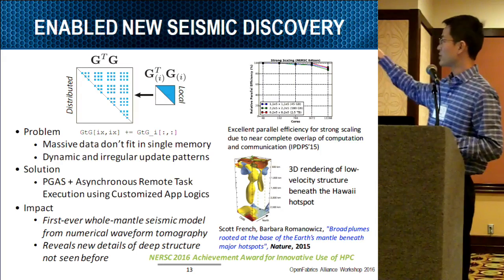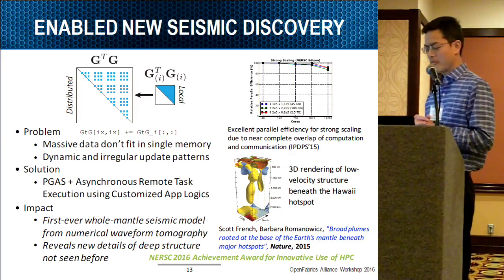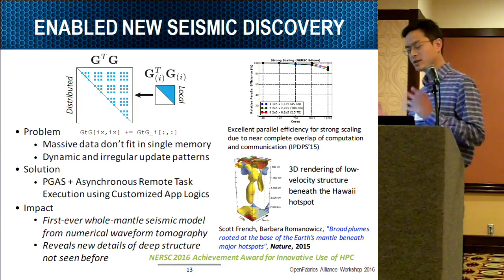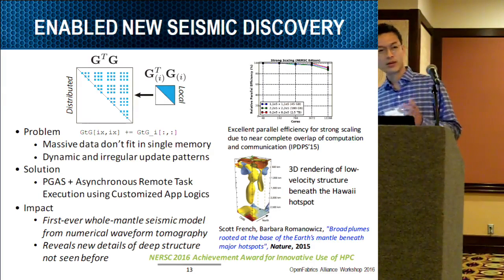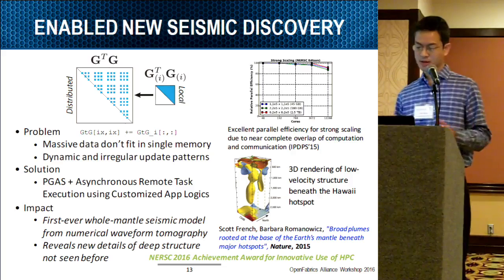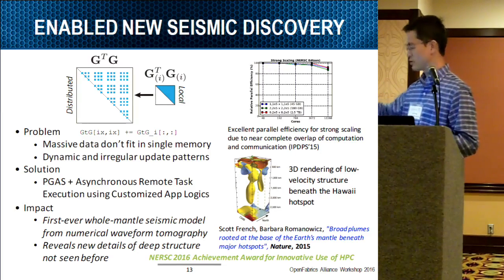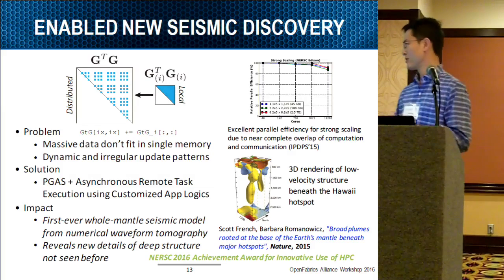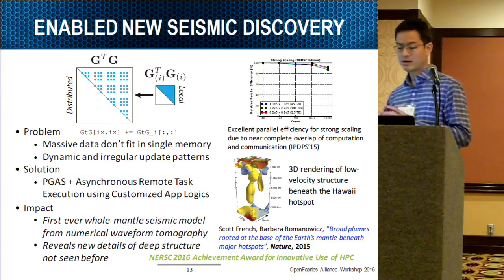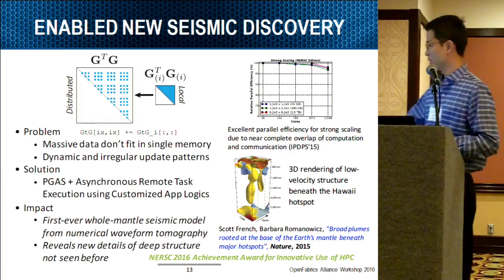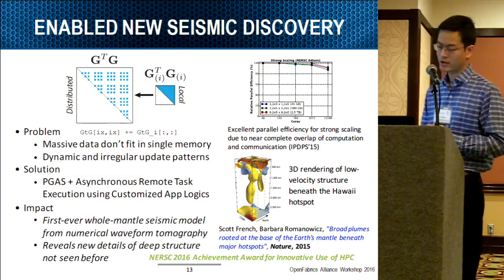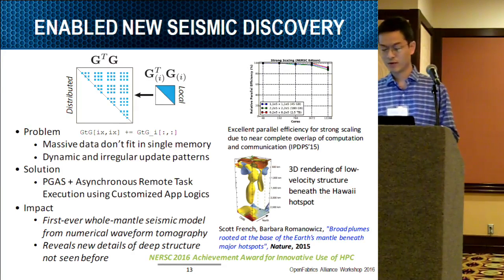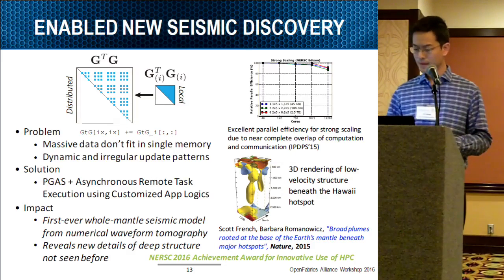You can see it's almost flat, the performance is great, but getting performance is not the primary goal here. The goal is to help the scientists to solve new problems, and they actually use the tools to solve new examples that they have not been able to solve before, and that led to some publications in Nature and also won the NERSC 2016 Achievement Award for Innovative HPC.